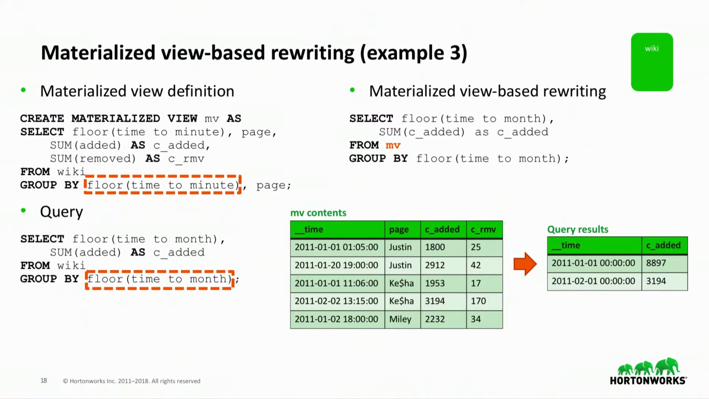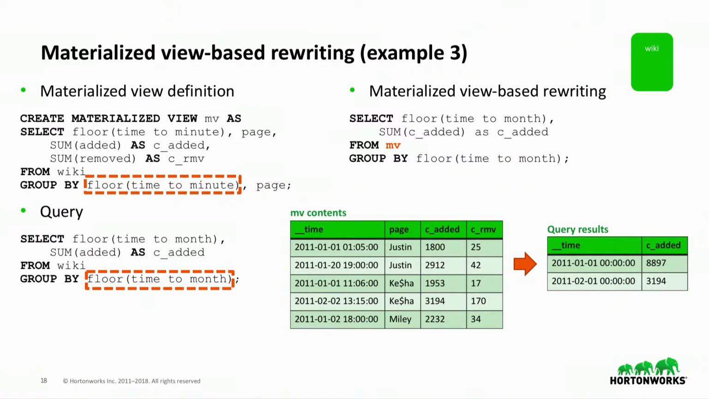Yeah, and then a query comes, and the query does some aggregation. You want the number of characters that were added by month, basically. So what you can see here in the rewriting is that we will basically roll up on top of the materialized view. We will roll up on the time, on the floor time to minute. We roll it up to floor to month, and we do some aggregation.